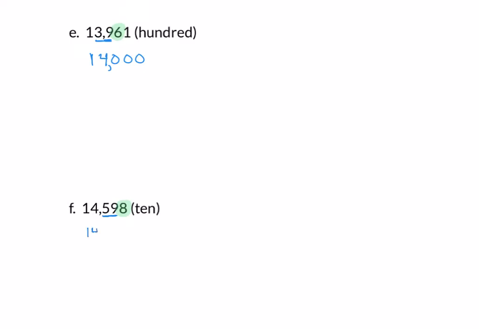We get 14. We bring down the digits to the left. We add 1 onto 59. We get 60. We replace all the digits to the right with zeros. So we end up with 14,600.